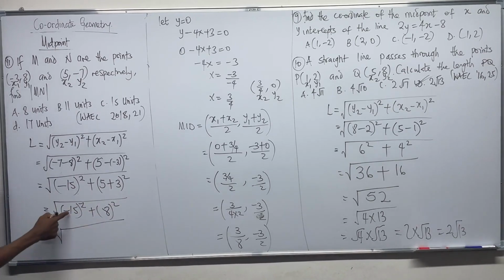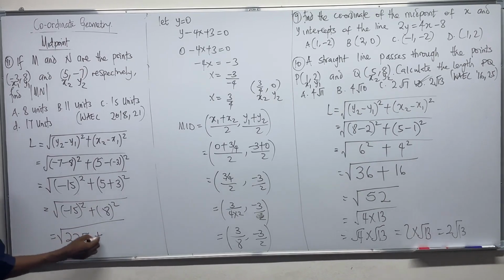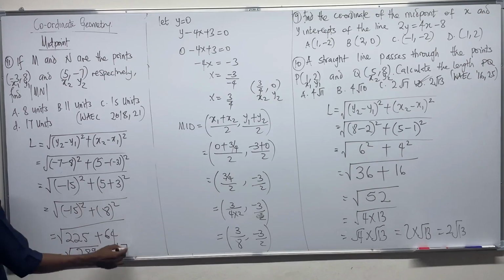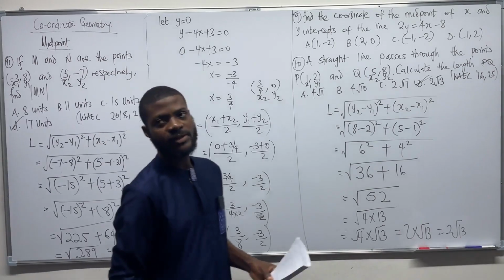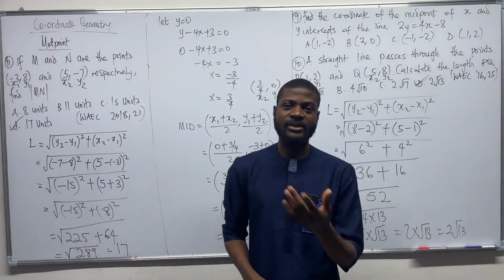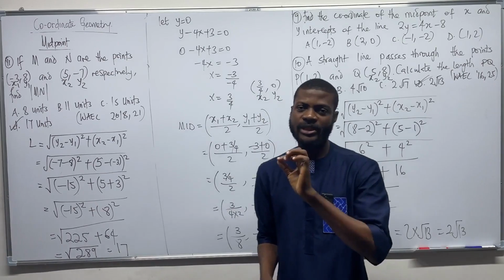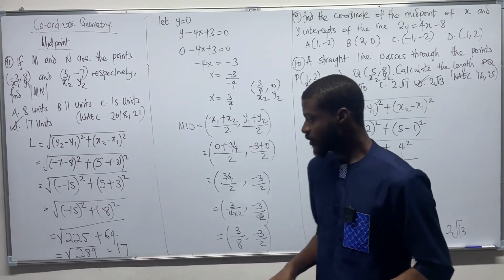And this is the square root of minus 15 squared, which is 225. Any number you square must always give you a positive answer, at least if they are real numbers. 8 squared is 64. Now when you add this up, 225 plus 64 is 289. So we have the square root of 289, and the square root of 289 is 17. The answer is D, 17 units. The reason they put units is that they don't want to put centimeter or millimeter, so they just put units. So that's number 11.